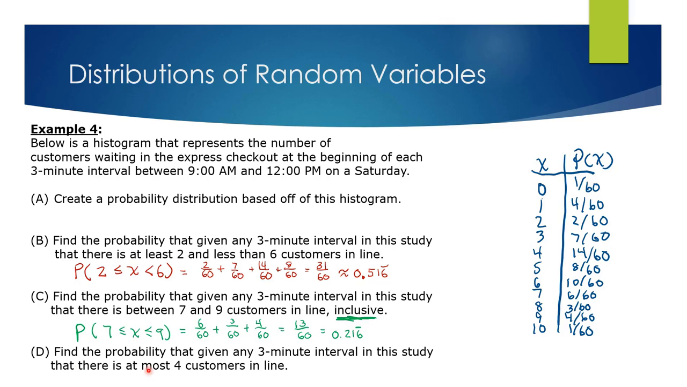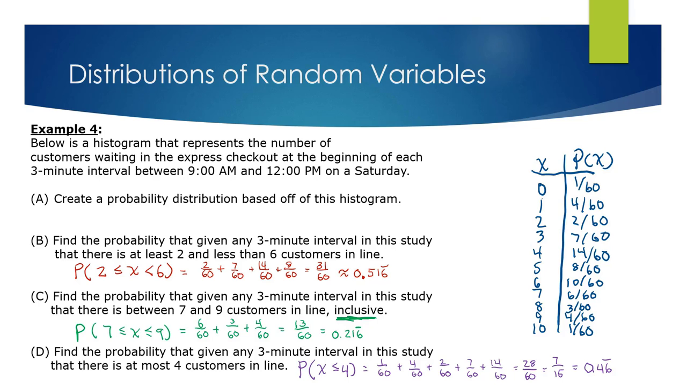And then find the probability that given any 3-minute interval in the study, there are at most 4 customers. Now, at most 4 customers means 4 or less. So I want the probability of being at 4 or less. I'm going to go from 4 down to 0 and add these probabilities together. And I get 0.46 repeating.